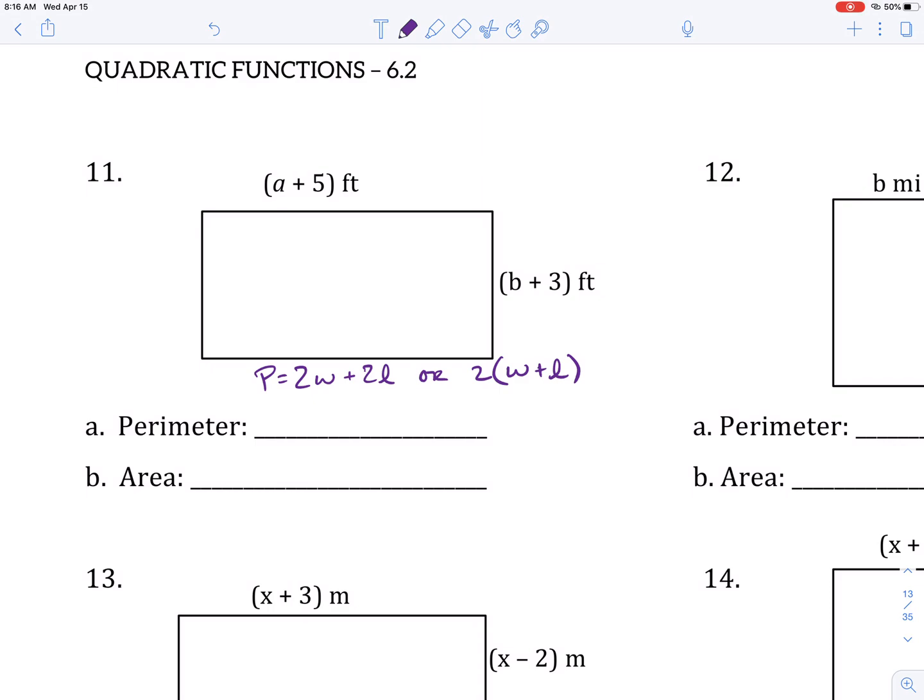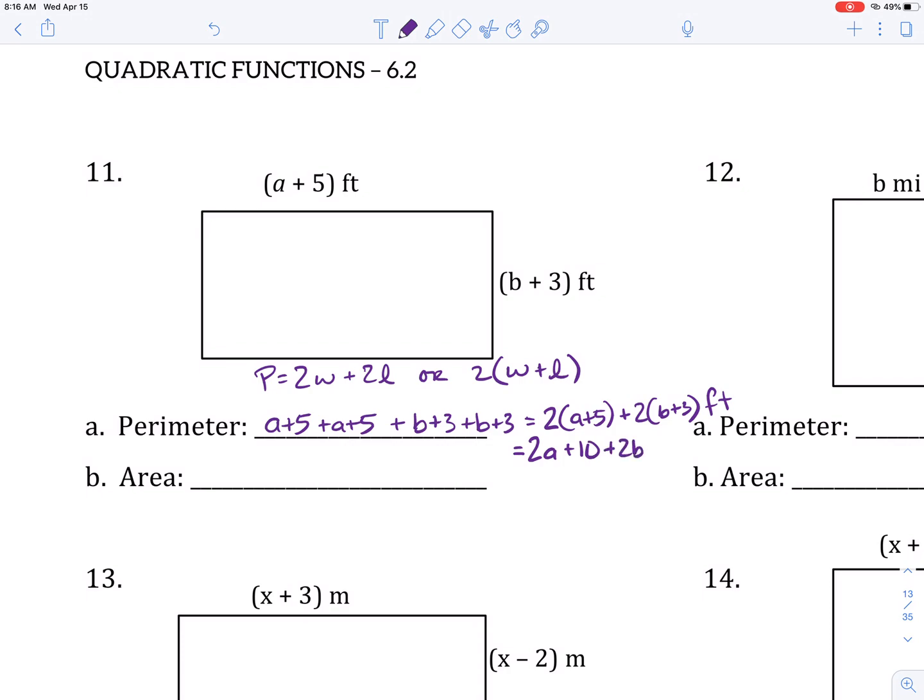So if you just added them all up the long way, you could just say a plus 5 plus a plus 5 plus b plus 3 plus b plus 3. And then, let's think about simplifying this a little bit here. We can have twice a plus 5 plus twice b plus 3. Feet would be one acceptable way to do it. Or you could actually use the distributive property and keep going down.